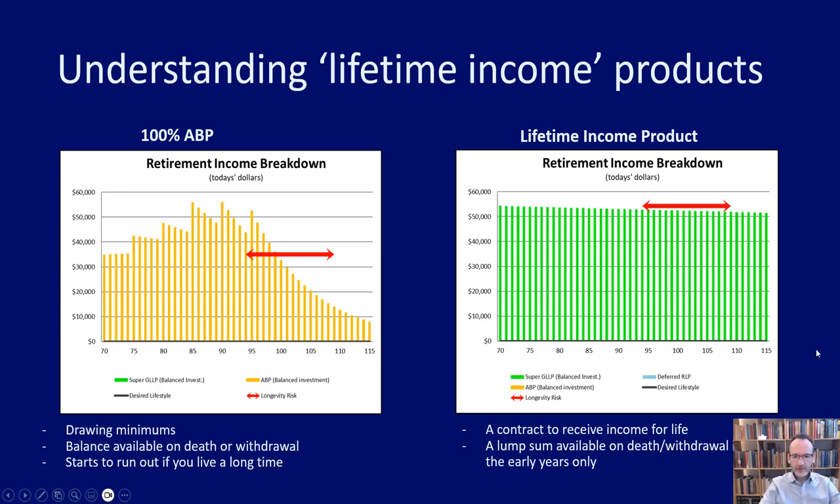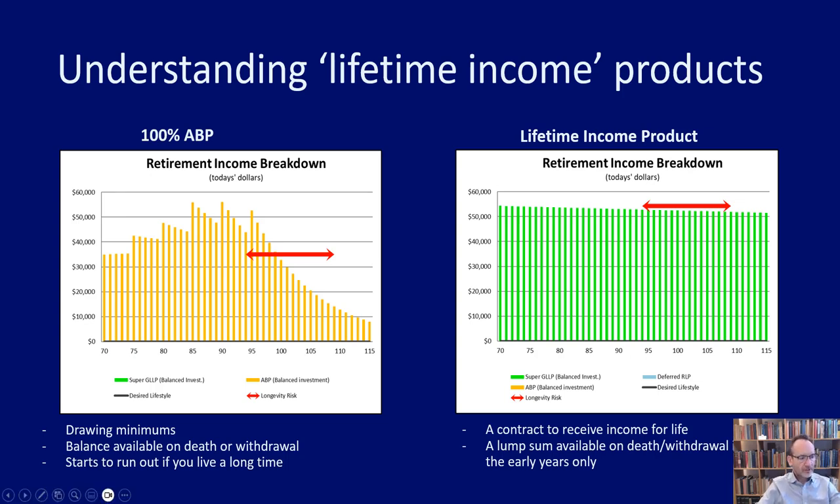In these two charts, we have a male retiree, single, aged 70 years old. He's a homeowner and has $700,000 in super. On the left, he puts all his money into an account-based pension, drawing the minimums. On the right, he buys a lifetime income stream, and that just converts into an annual payment which lasts for life. The assumed investment return in both scenarios is 6.5% less fees, and the figures are in today's dollars.